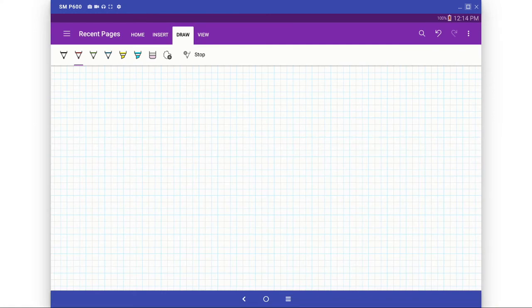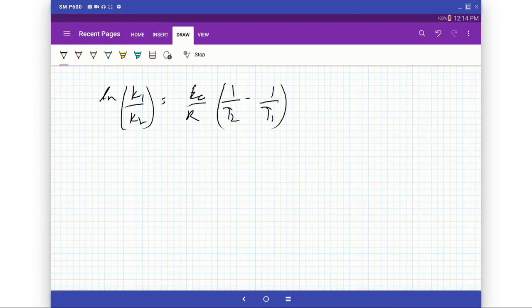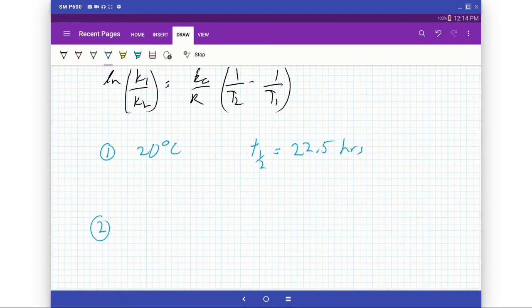The equation that we are going to be using is the one we just derived: natural log of K1 over K2 is equal to EA over R, 1 over T2 minus 1 over T1. This is a two-state equation. We have state 1, given the data, at 20 degrees Celsius, where the half-life, T1 half, is 22.5 hours. And then we had state 2. State 2 is 40 degrees Celsius, and the half-life was 1.5 hours.